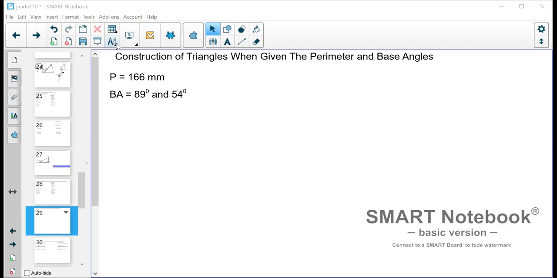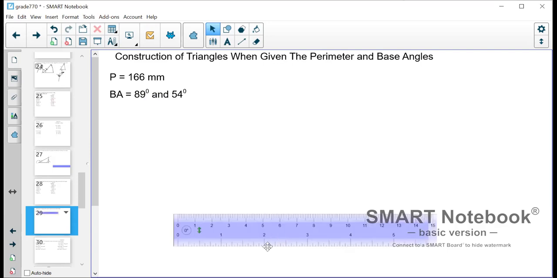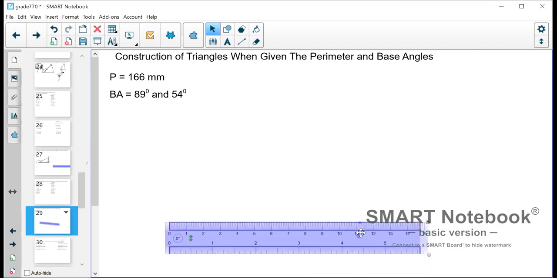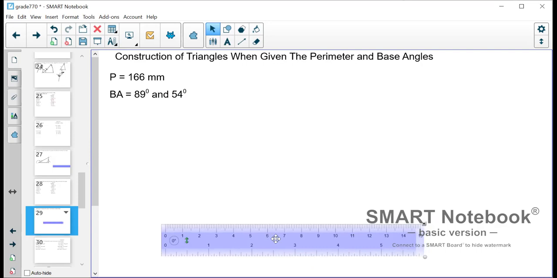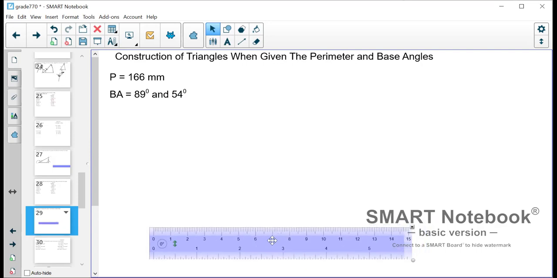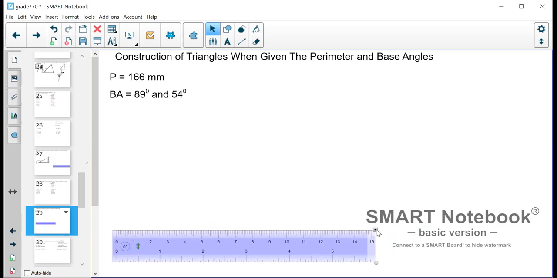Now, step one. Of course, we normally start with the base. Now, you might be asking yourself, what would be the length of the base for this triangle, because we were not given the length of any side? We were given the perimeter, which is 166. You might be wondering, what length would I use here?